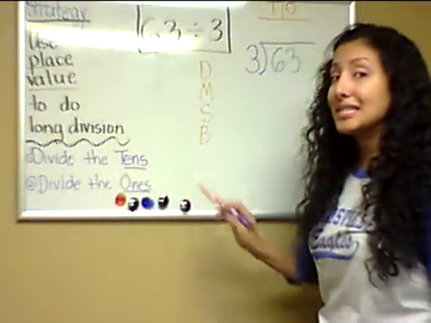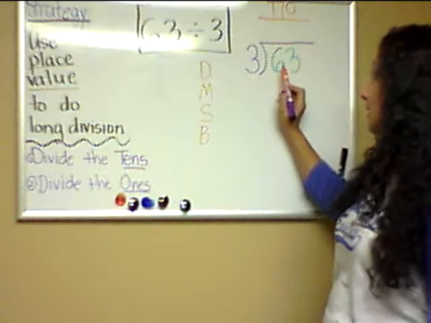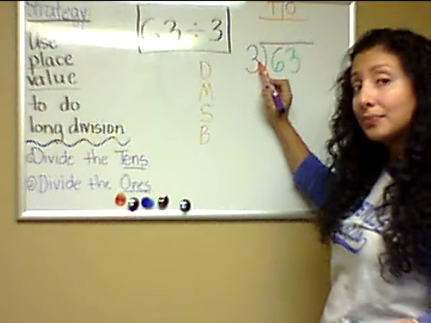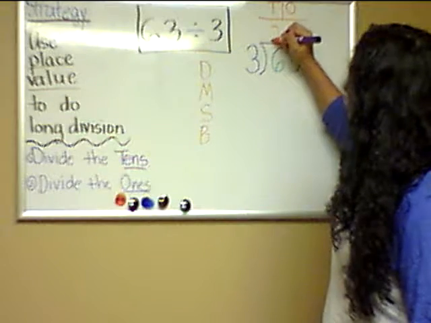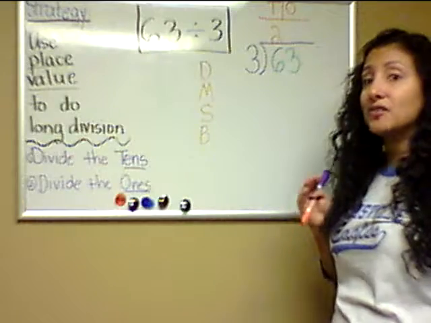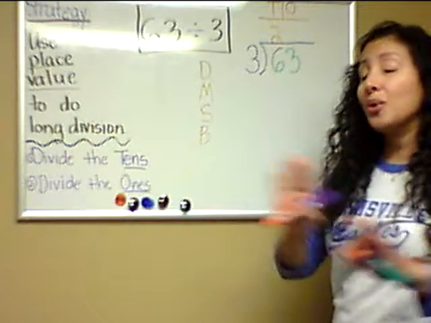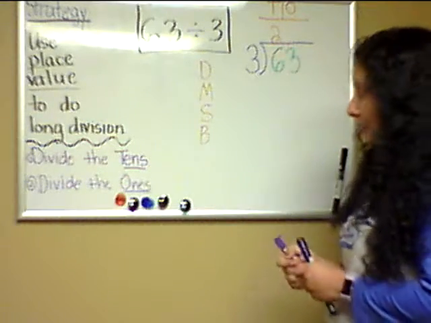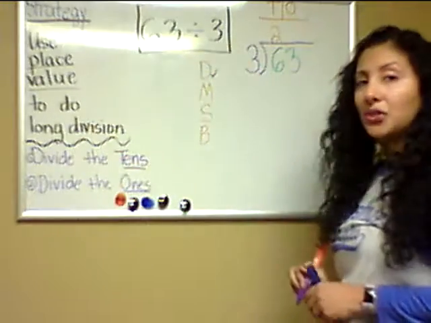Divide the tens place first. So I'm looking at the 6, which is in my tens place. 6 divided by 3 equals what? 2. So you're going to write the 2 right on top of the 6 because you are using the tens place first. Don't write that 2 over here. You're doing nothing with the ones place right now. First, divide the tens place. You just divided. So I'm going to place a little check mark there.